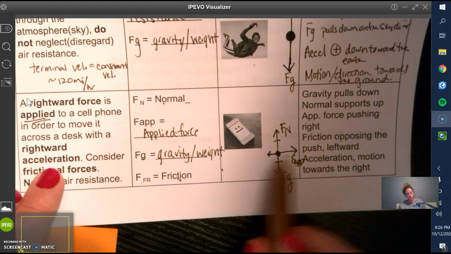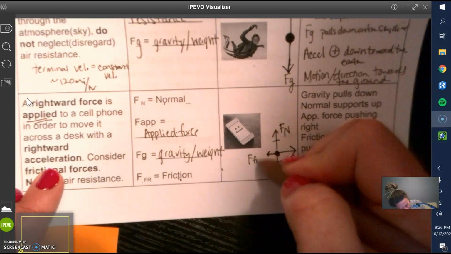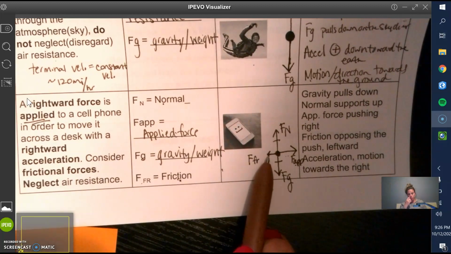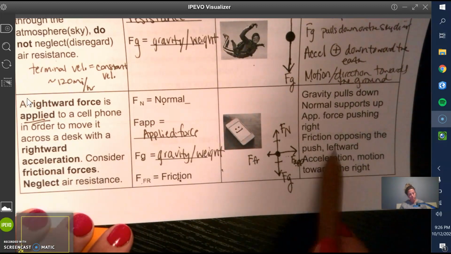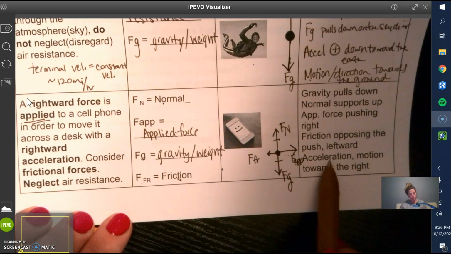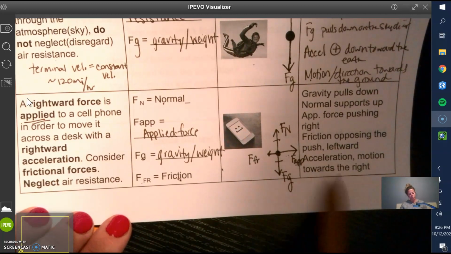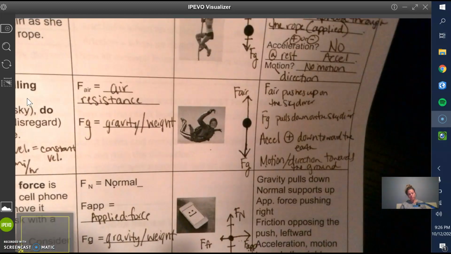So the unbalanced force to the right has to be larger. And so friction, which is this leftward vector, has to be smaller. So friction opposes the push, the leftward acceleration, and the motion is towards the right. So these are your free body diagram notes.